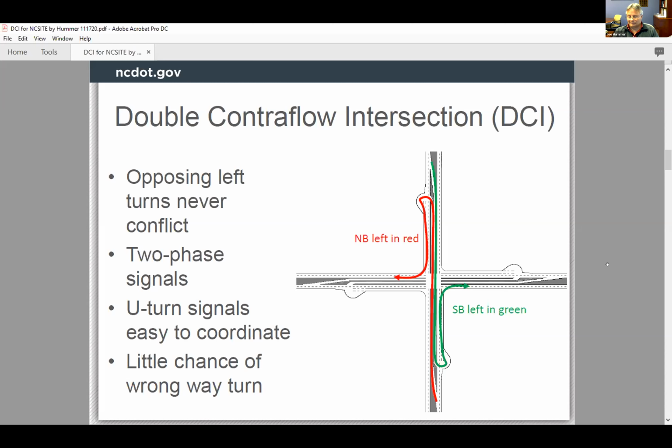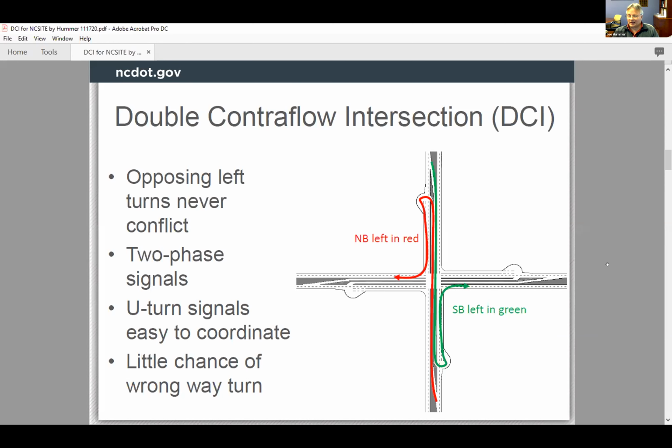Two-phase signals: five of them, one main one in the middle of the intersection, and then four secondary signals. But the U-turn signals, the secondary signals, are easy to coordinate with the main signal, and really through drivers and right-turning drivers should only have to stop once, if at all.